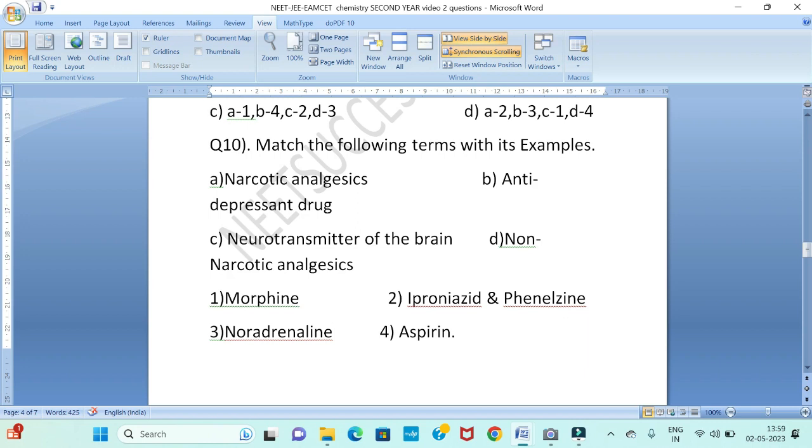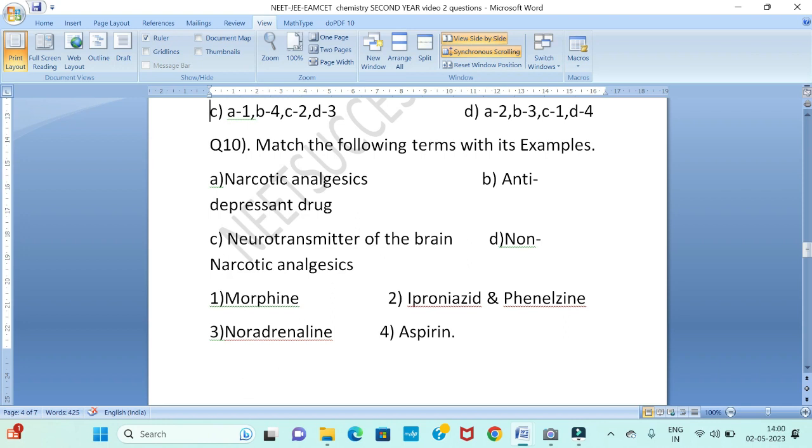The neurotransmitter of the brain is noradrenaline. Noradrenaline. Transmitters are like the current lines going from the transmitter to the houses, wire lines. You can remember it like that. Or neuro, nora, like that similar words, you can remember.